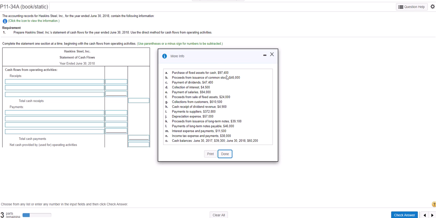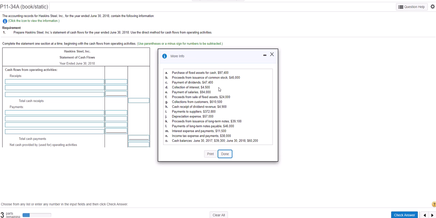But this is just a matter of you going through and being able to classify which part of the statement of cash flows the particular transaction is from, if it is at all any part of the statement of cash flows. Keeping in mind that the statement of cash flows shows cash flows.